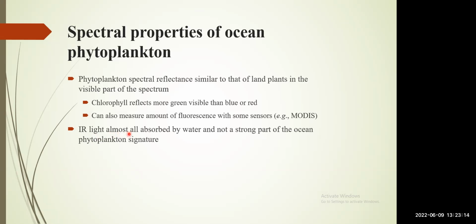Infrared light is almost all absorbed by the water and is not a strong part of the ocean. So whenever you have infrared light rays, they are absorbed by the water. Where we have a very strong plankton signature, there will be some lower observance of the IR rays as compared to elsewhere.